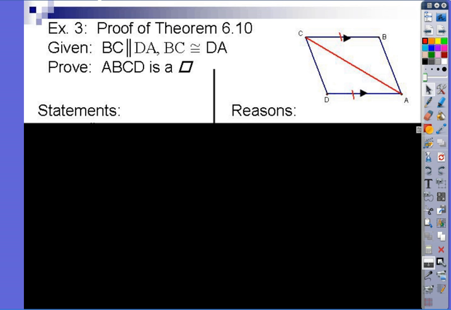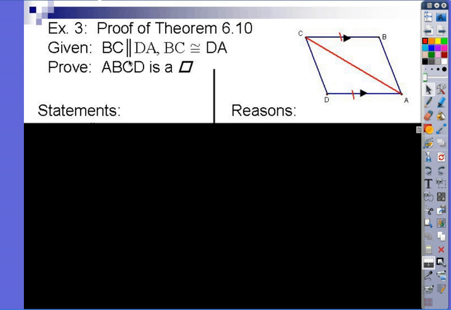Okay, so what about this proof? Let's take a look at this one. Now, this time we want to, given that sides BC and DA are both congruent and parallel, let's prove this theorem that says they're a parallelogram.